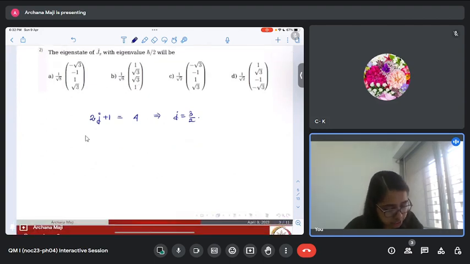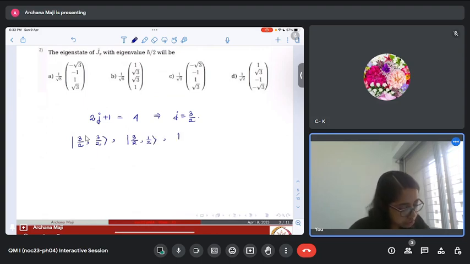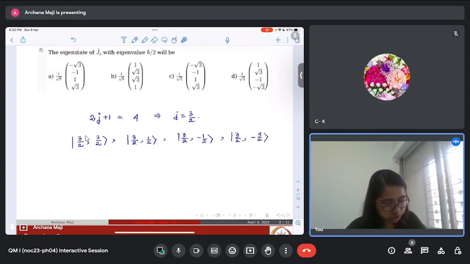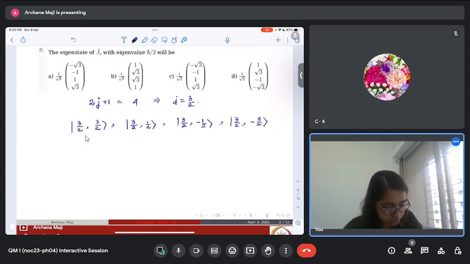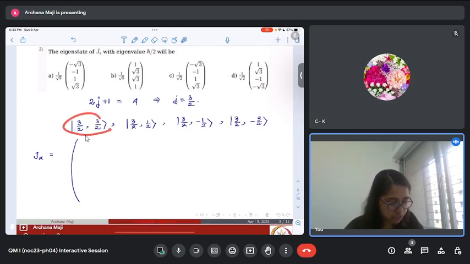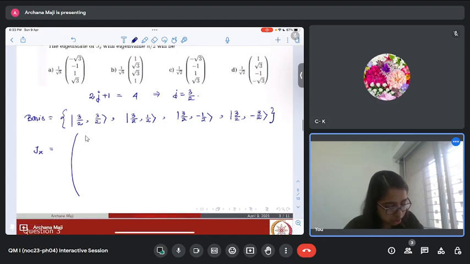So what are the states? States are j equal to 3 by 2, m can be 3 by 2, m can be half, minus half, and minus 3 by 2. So Jx, again the same thing. These are the basis states for us now, and we need to find out the matrix form for Jx in this basis. I'll not write all the elements, but let me write the first few.